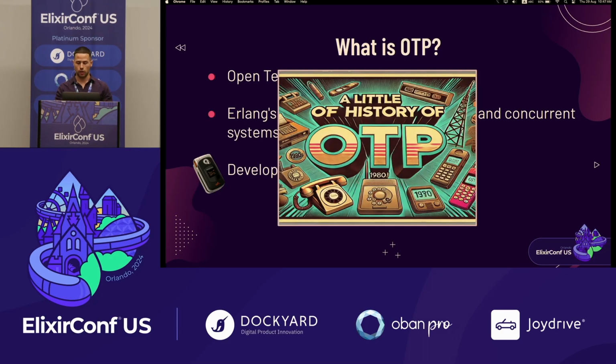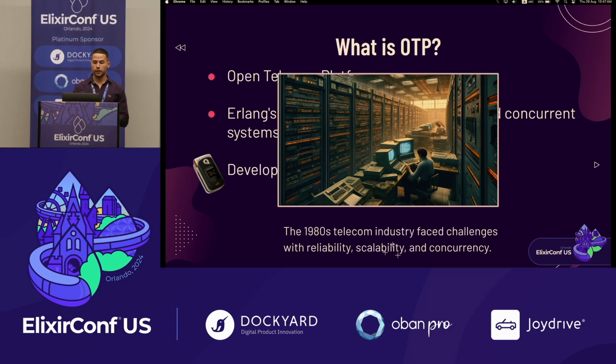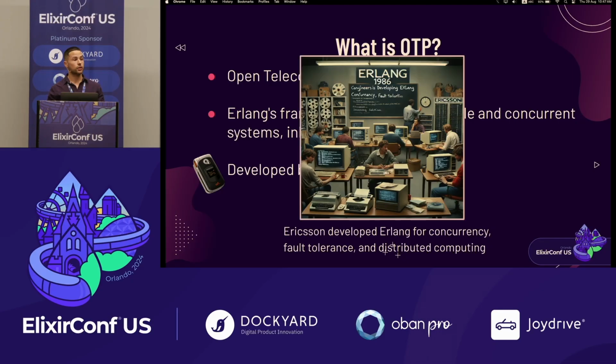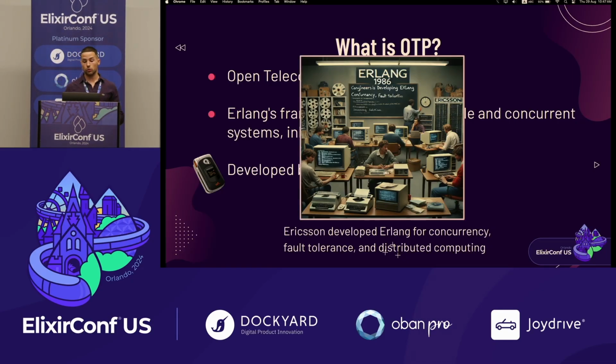A little history about OTP. It was the year 1980, and the telecommunication industry was facing significant challenges in building systems that needed to be highly reliable, scalable, and capable of handling massive concurrent operations. In those days, traditional programming languages and systems were struggling to meet these demands efficiently. In response to these challenges, a team at Ericsson developed Erlang. Basically, Erlang was designed to support concurrency, fault tolerance, and distributed computing natively.